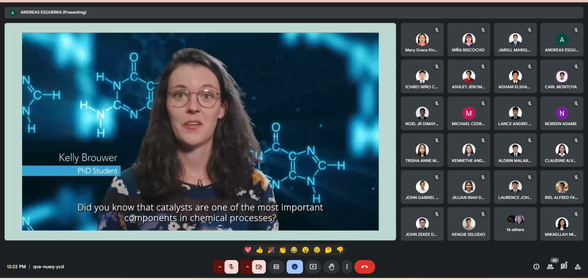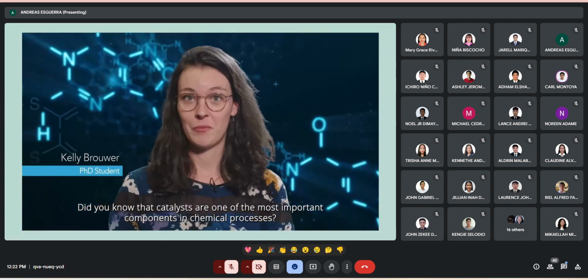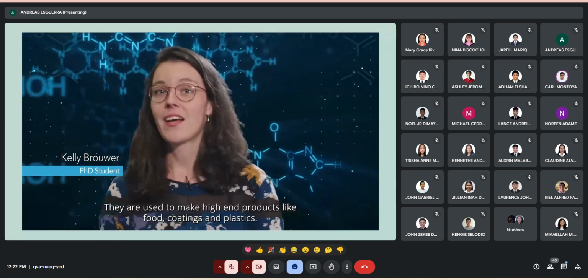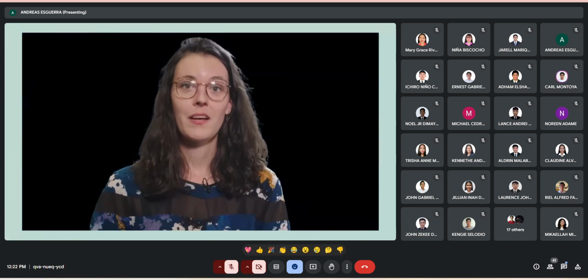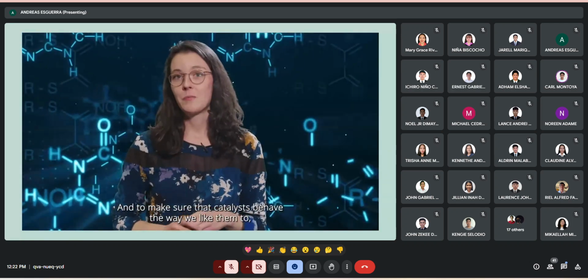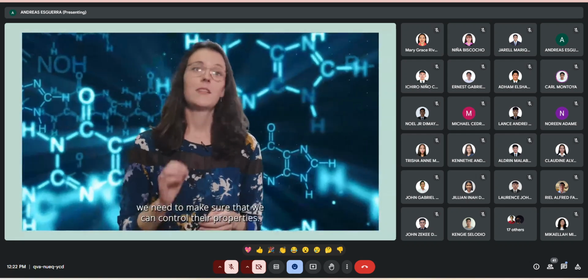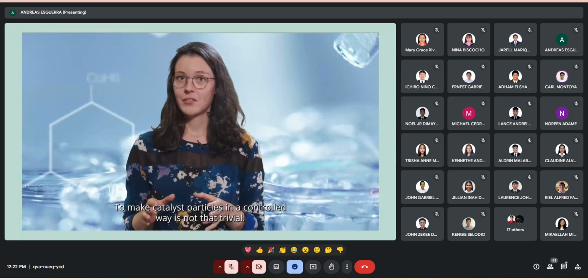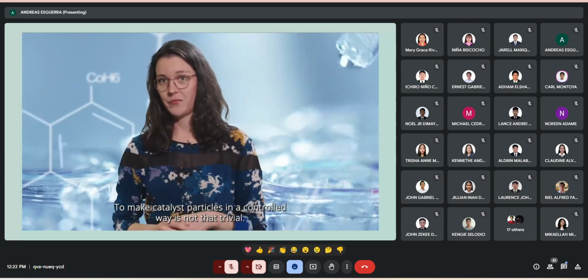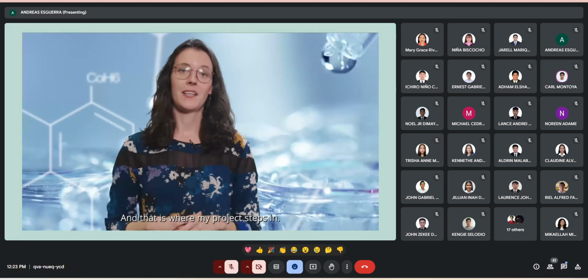Did you know that catalysts are one of the most important components in chemical processes? They're used to make high-end products like food, coatings, and plastics. And to make sure that the catalyst behaves the way we'd like it to, we need to make sure we can control their properties. To make catalyst particles in a controlled way is not that trivial. And that's where my project steps in.